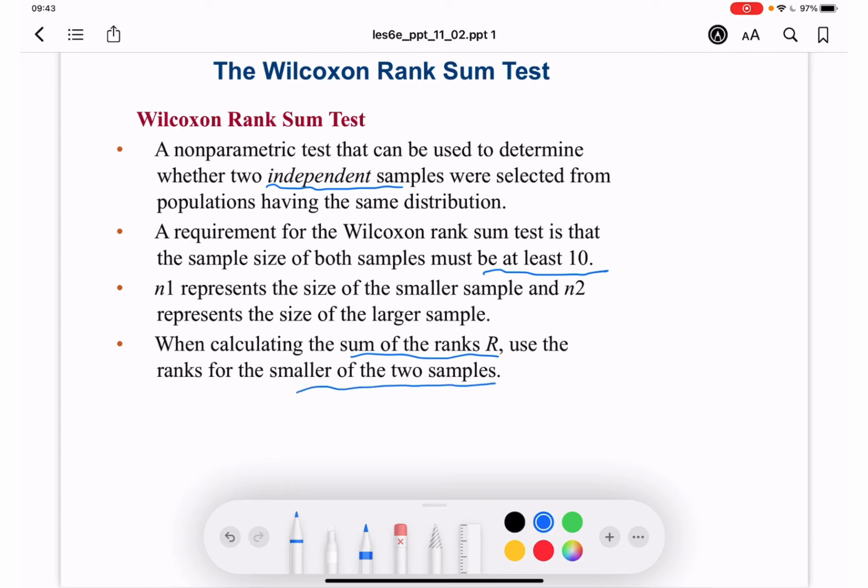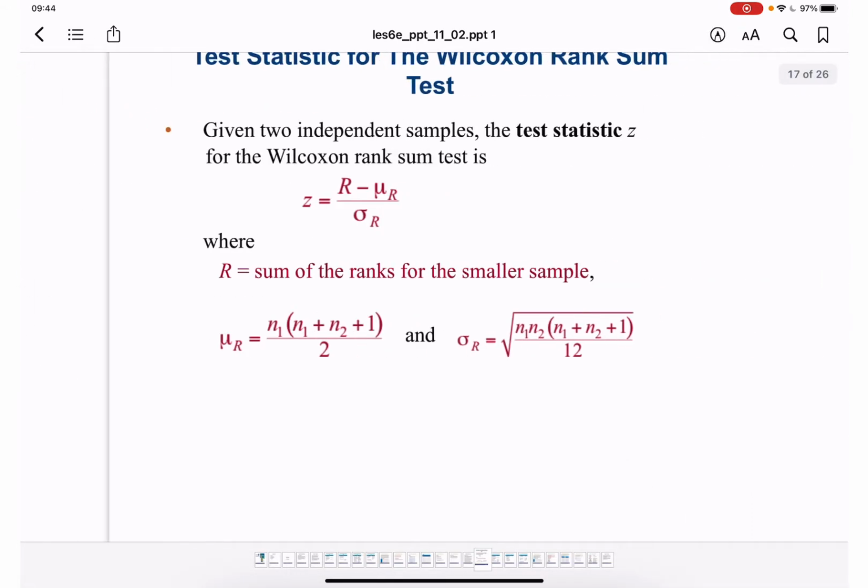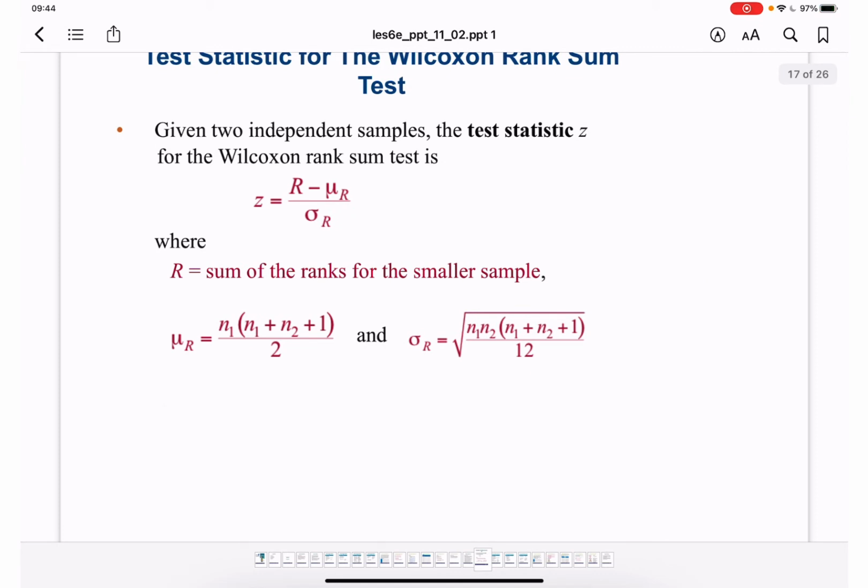Now, before I continue, I would like to bring to your attention the difference between the Wilcoxon signed rank test and the Wilcoxon rank sum test. The signed rank test is for dependent samples, for paired samples. That is non-parametric. While the Wilcoxon rank sum test is for independent samples. Okay? This is the difference between them.